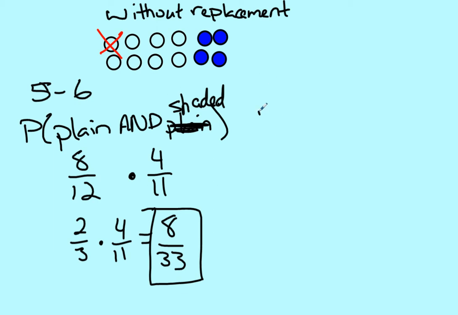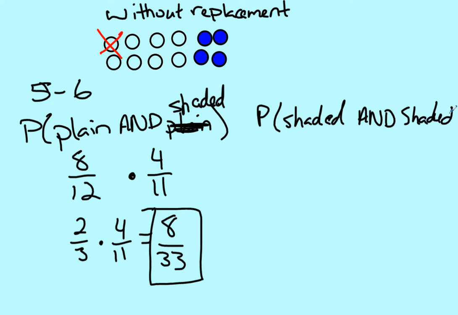Alright, problem 6 said probability of shaded and a second shaded. So, since this is a new problem, put this first one back. We draw our first ball out. It's shaded. There are 4 of them, so that probability is 4 out of 12. And then since we want a second one, we have to consider that this one didn't go back into the pile. So now there are only 3 shaded remaining out of 11.